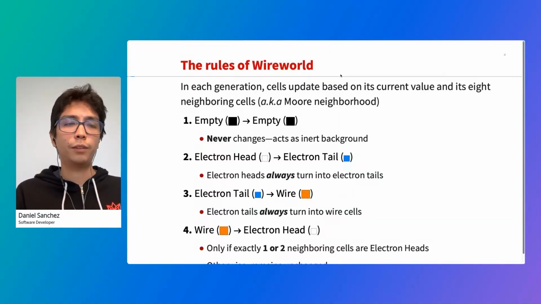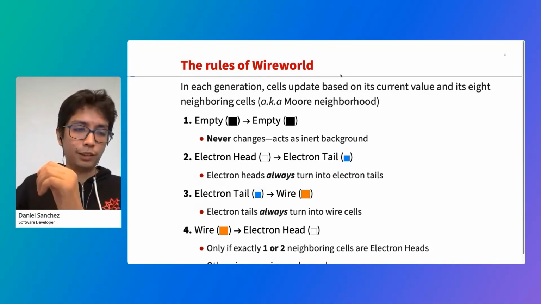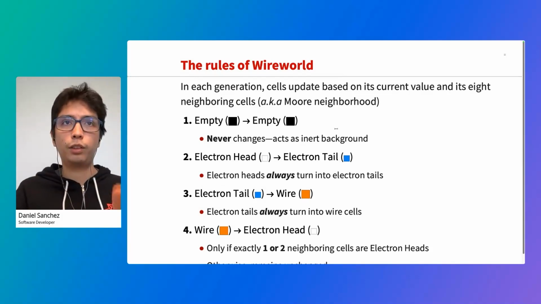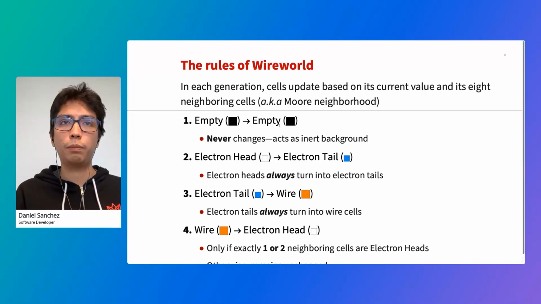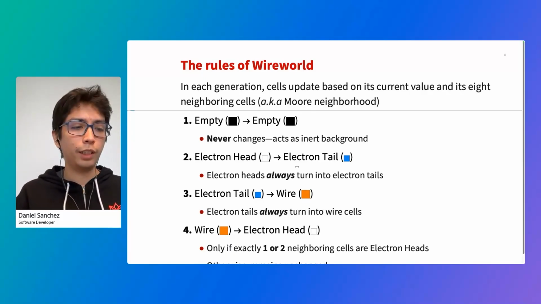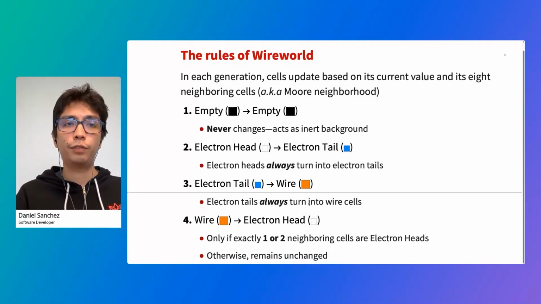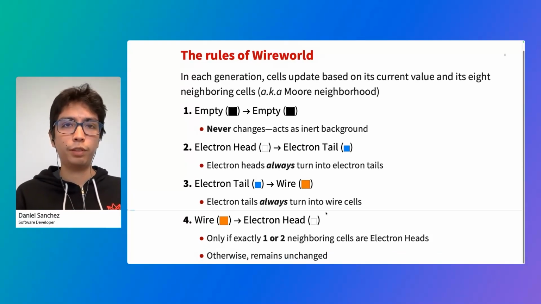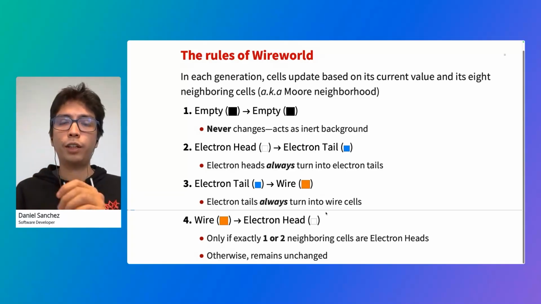The rules are, just like in the game of life, when you want to update a cell, you look at the cell value and its neighborhood, and this is the Moore neighborhood. So the 4 rules are: if you are an empty cell, you remain an empty cell, so the background never changes. If you're an electron head, you always turn into an electron tail. If you're an electron tail, you always become a wire cell. And if you're a wire, you become an electron head if and only if you have one or two electron heads in your neighborhood. Otherwise, you remain a wire cell.